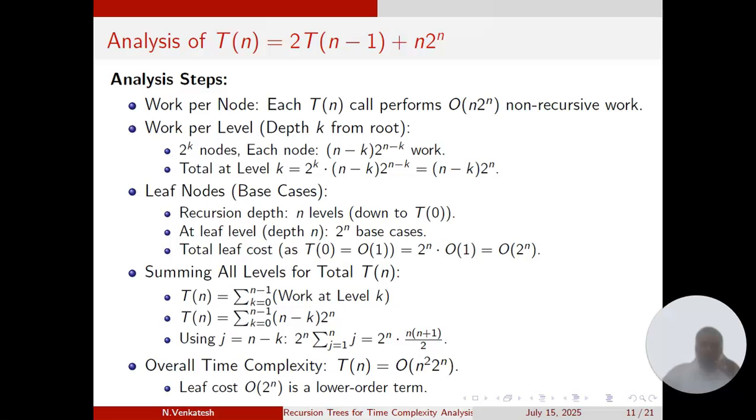n minus k into 2 power n. When you sum it up, you are going to get 2 power n into the sum of n natural numbers, that is 2 power n into n into n plus 1 by 2, so that you will get T of n as order of n square 2 power n. And you know that the leaf cost is order of 2 power n, which is the lower order term. So the answer is T of n is order of n square 2 power n.